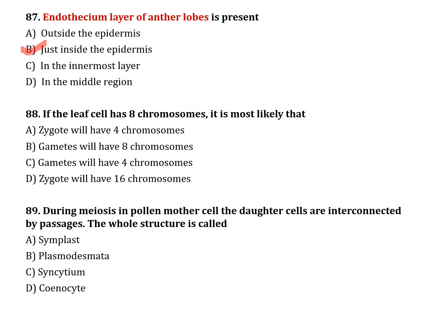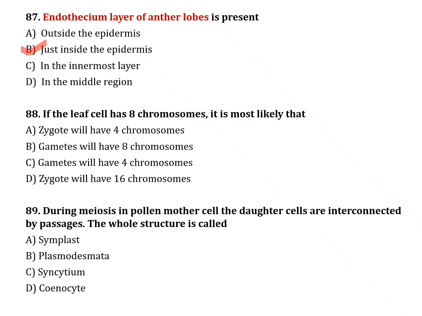The next question, number 88. If the leaf cell has 8 chromosomes, it is most likely that: option A, the zygote will have 4 chromosomes; option B, the gamete will have 8 chromosomes; option C, the gametes will have 4 chromosomes; option D, the zygote will have 16 chromosomes.